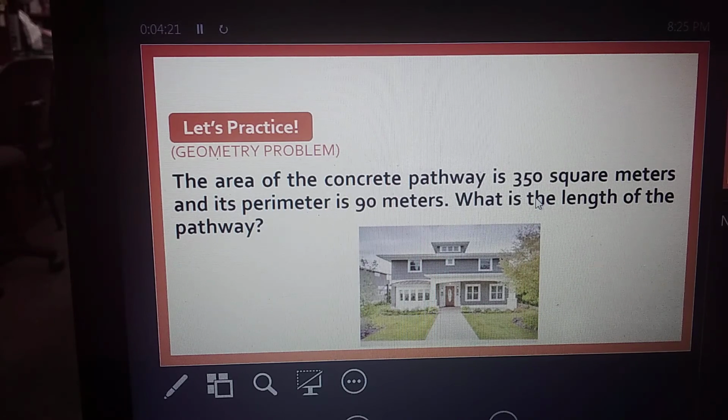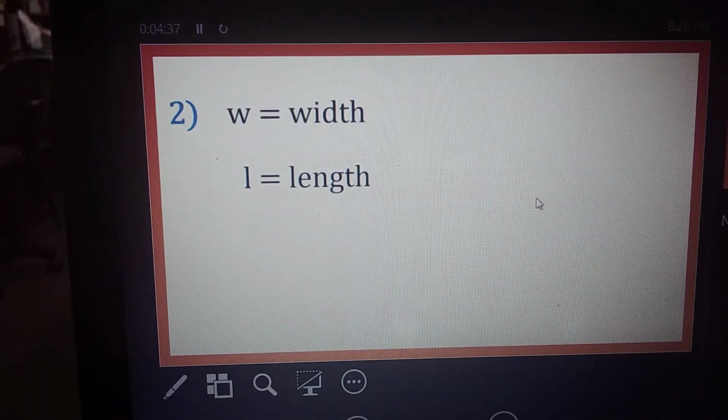The area of a concrete pathway is 350 square meters and its perimeter is 90 meters. What is the length of the pathway? So the first thing to do is we make a representation. We just take W to be the width and L to be the length. Actually, you can use x and y. You can also use a and b. You can use any letter in the alphabet. But in this case, I use W and L for easier identification.